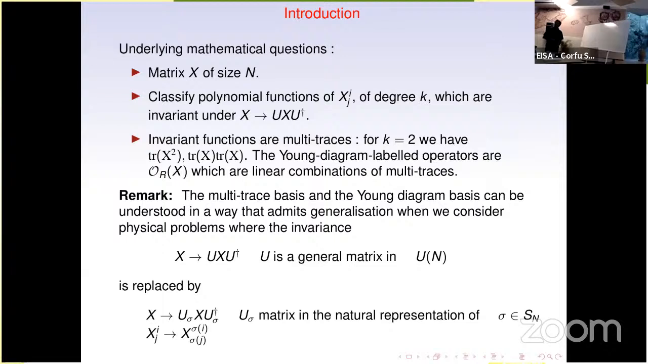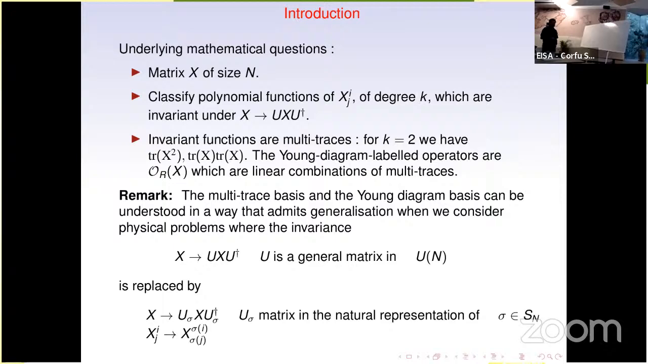In indices, it's very explicit: X_ij goes to X_σ(i)σ(j), where σ is a permutation of these n things, and i and j take values from 1 to n. You want to look at polynomial functions of X which are invariant under this transformation. This is a very natural generalization of something we do a lot in AdS/CFT.